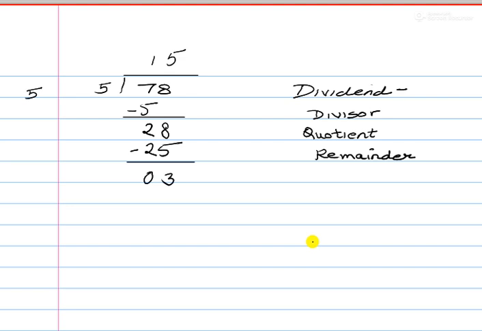So dividend in the sum is 78. Divisor is 5. Quotient, the answer is 15. And the remainder is 03.